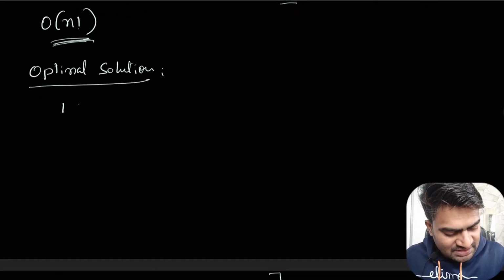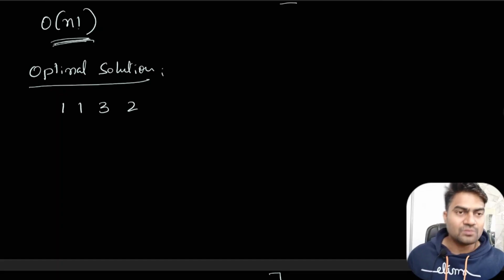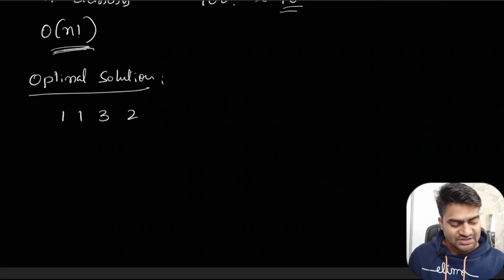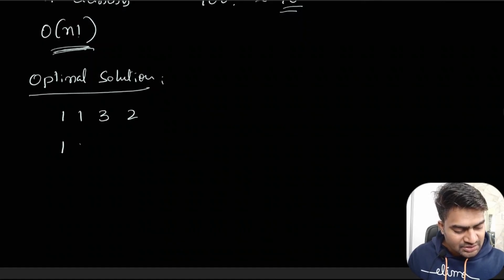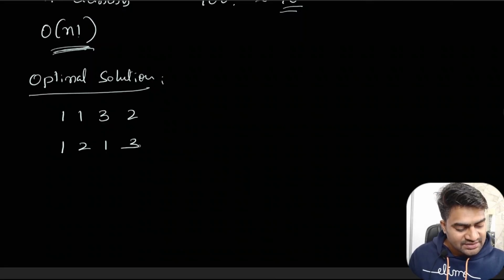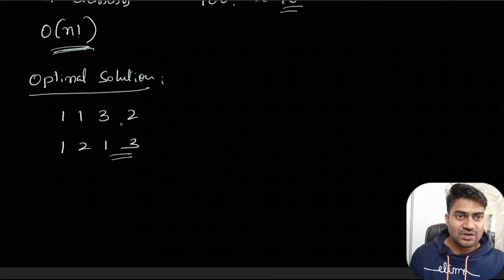Let me take 1, 1, 3, 2. We have this particular example, right? We know what its next possible permutation is. That will be 1, 2, 1, 3. So this is the next possible permutation, and this number is greater than 1, 1, 3, 2, but it is the smallest of all the arrangements which are greater than 1, 1, 3, 2.